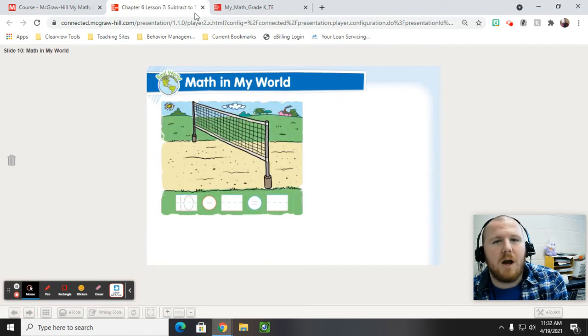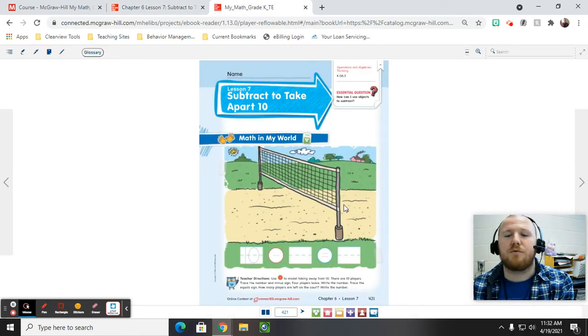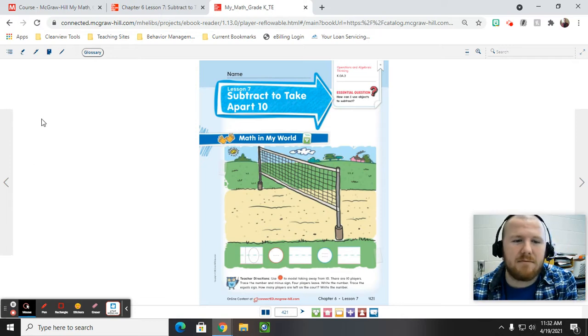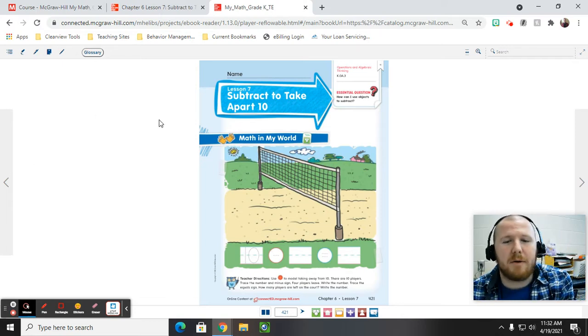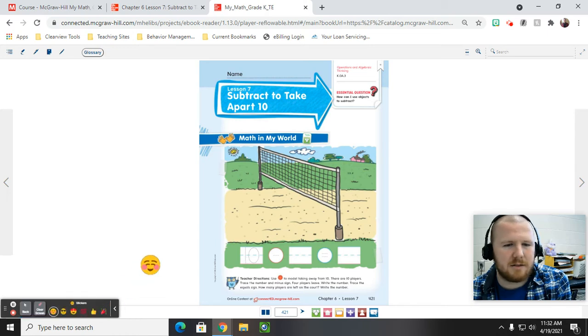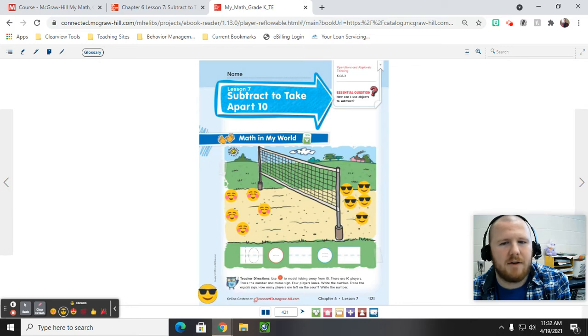Don't get that wrong. Okay, now we're in the math book on page 421, and I see some volleyball here. Love volleyball, beach volleyball, sand volleyball, whatever you want to call it. It's fun. Okay, so they say to start with 10 players. So we have team smiley face, 1, 2, 3, 4, 5. And then we have team sunglasses, 1, 2, 3, 4, 5. So that means 1, 2, 3, 4, 5, 6, 7, 8, 9, 10. Yep, we got the right number.